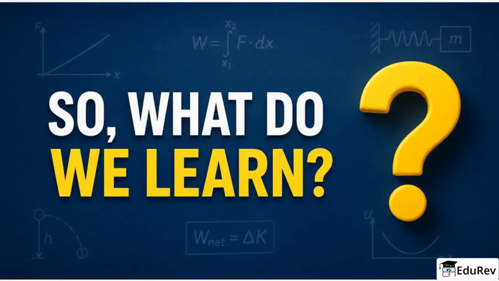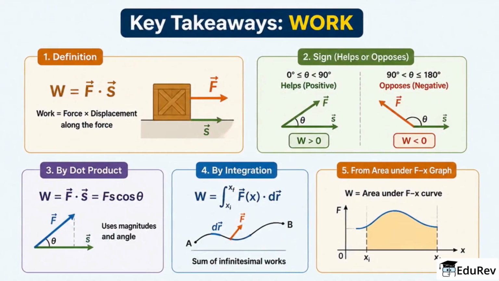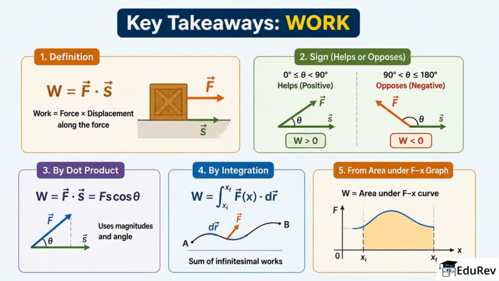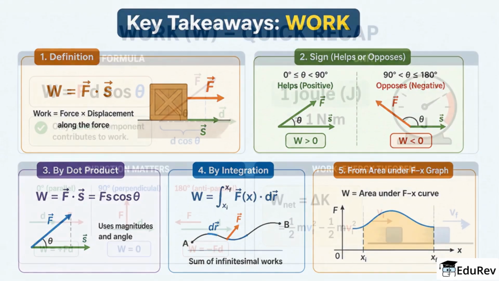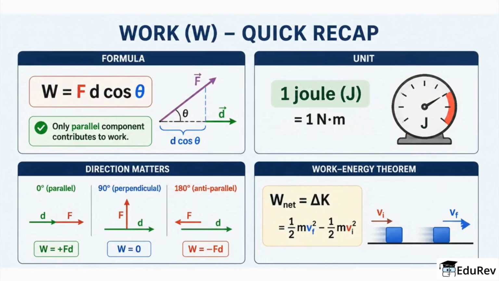So, what do we learn from this? We learn that work measures force times displacement along the force, and sign shows help or opposition. And we can compute work by dot product, by integration, or from area under an F-x graph. Let us quickly remember constant force formula W equals F d cosine theta. Only parallel component contributes, unit is joule, and net work changes kinetic energy.